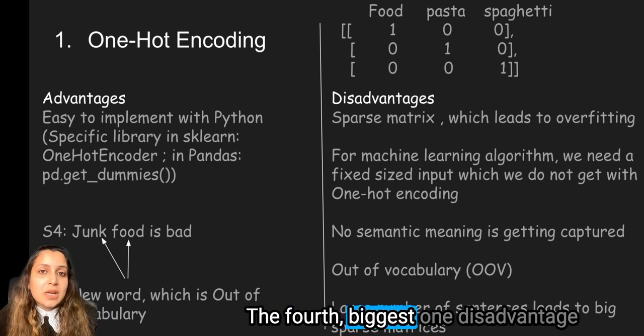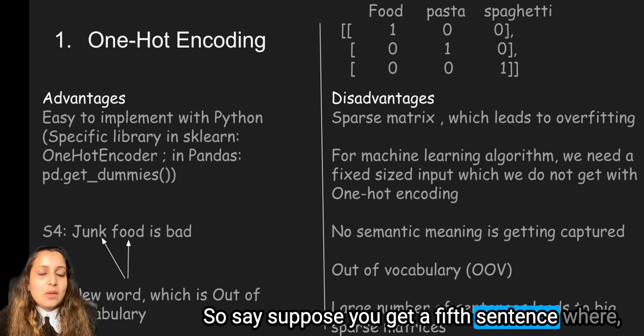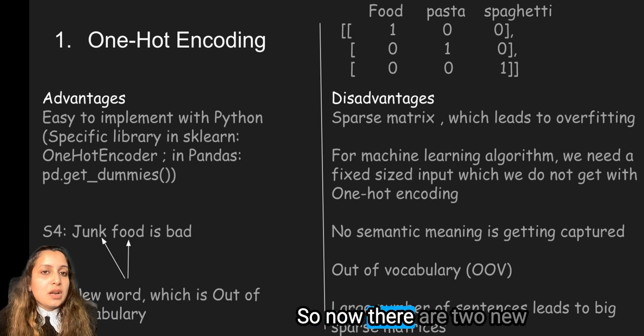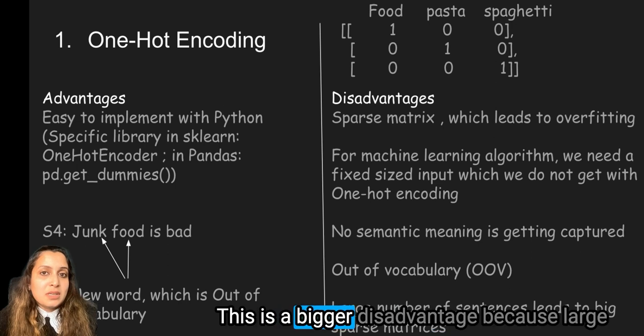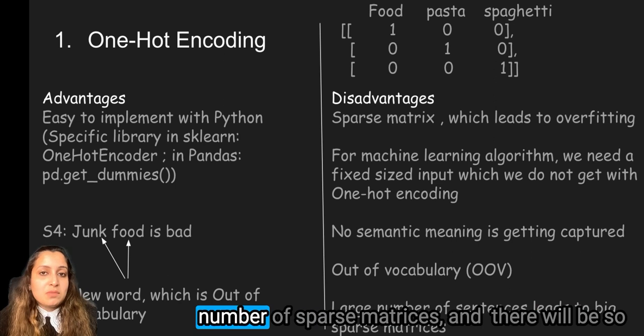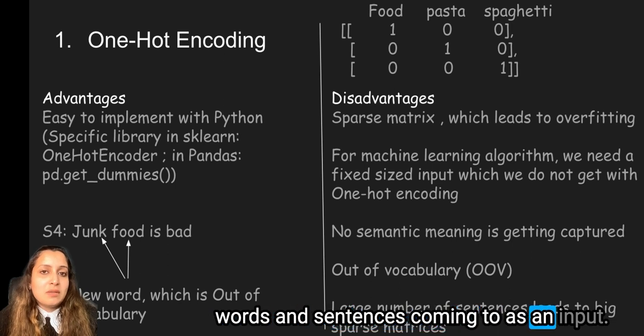The fourth biggest disadvantage is out of vocabulary. So, suppose you get a fifth sentence, S4, junk food is bad. Now there are 2 new words introduced, junk and food. These new words are not a part of your vocabulary, so they will be rejected while doing one-hot encoding. This is a big disadvantage because a large number of sentences might have big sparse matrices, and there would be so many out of vocabulary issues due to unseen words and sentences coming in as input.